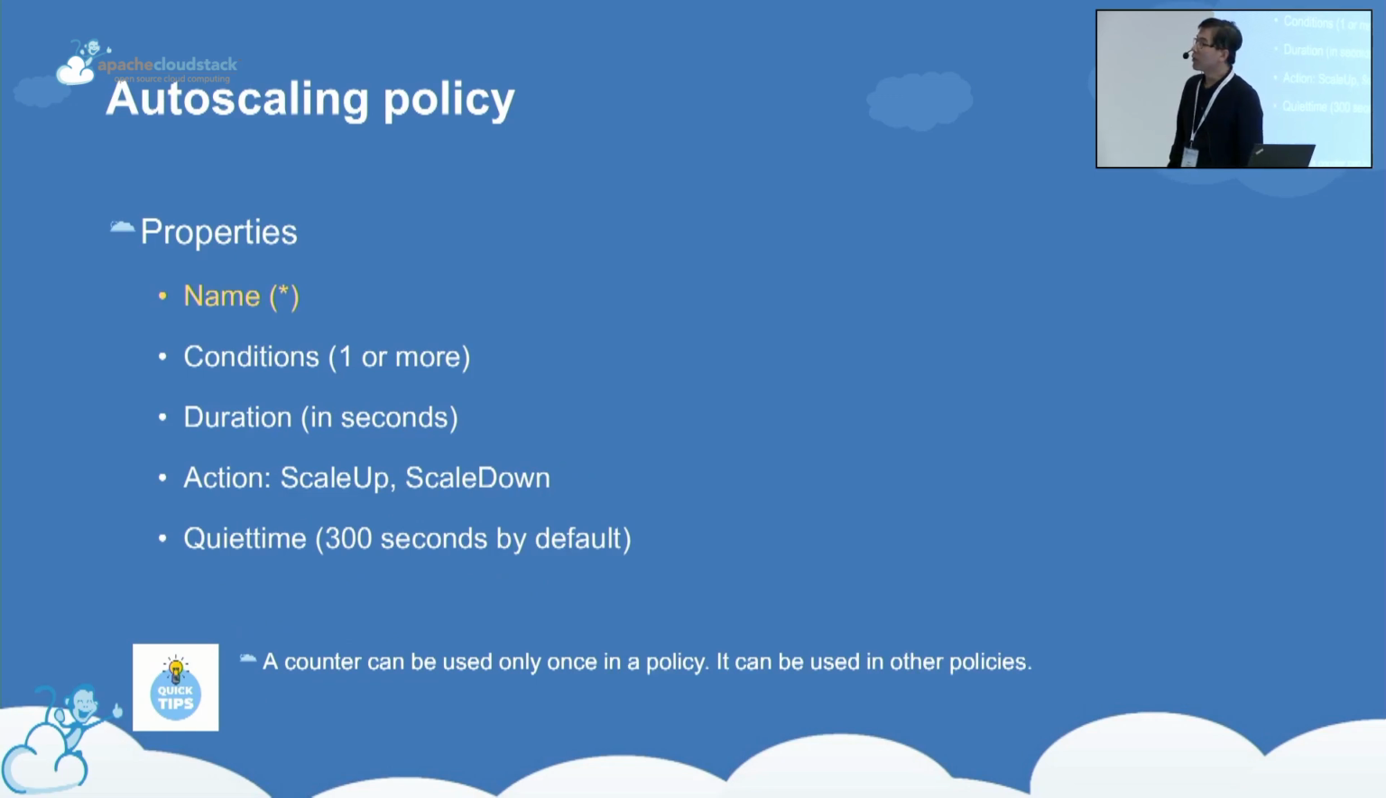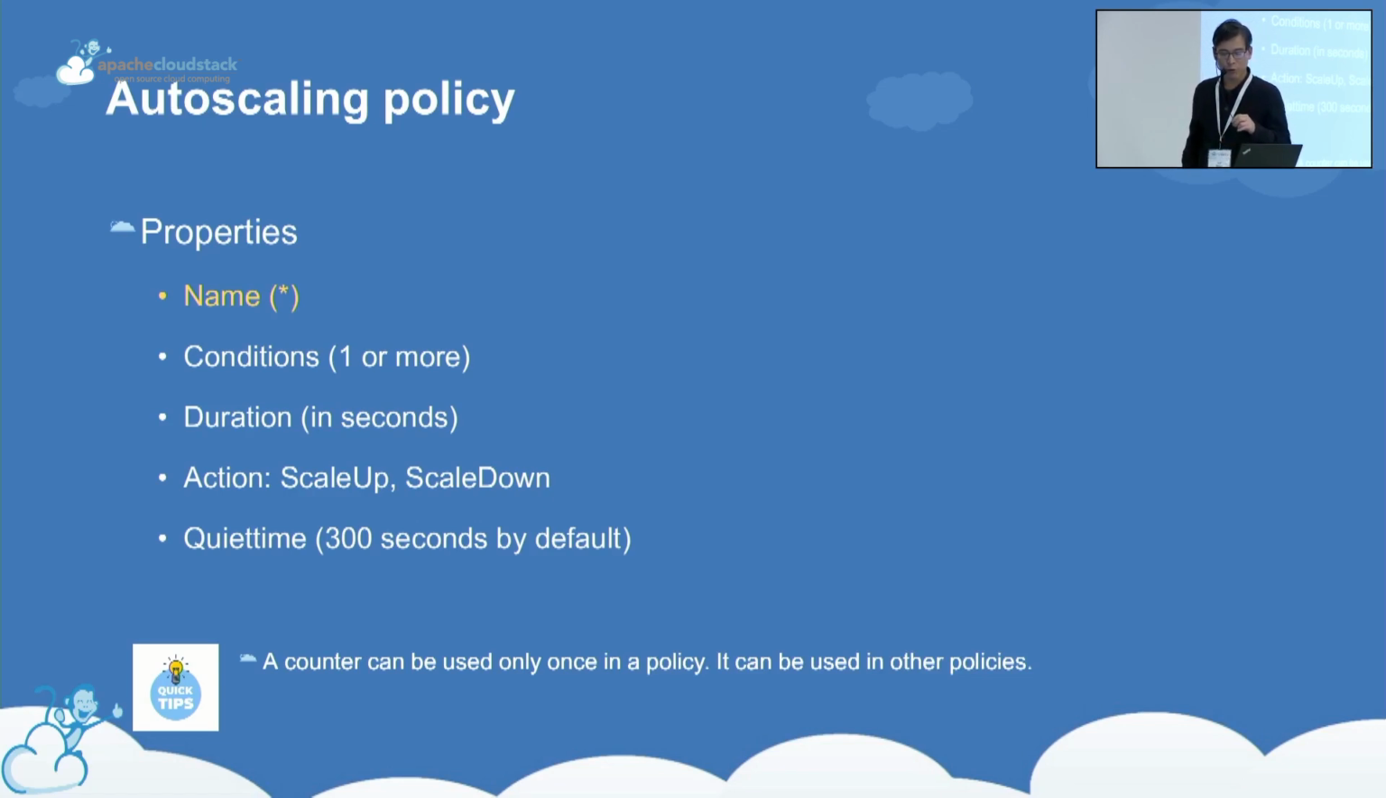AutoScale policy. It has 5 properties. Name, this is new in our feature, and conditions, the duration. Duration means CloudStack will check the duration of the metrics. So CloudStack will check all the counters or the metrics in the duration period.